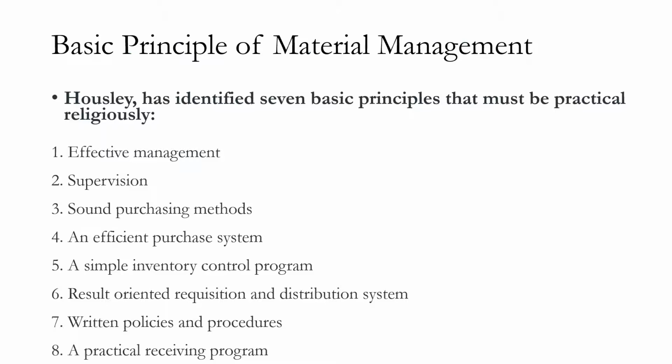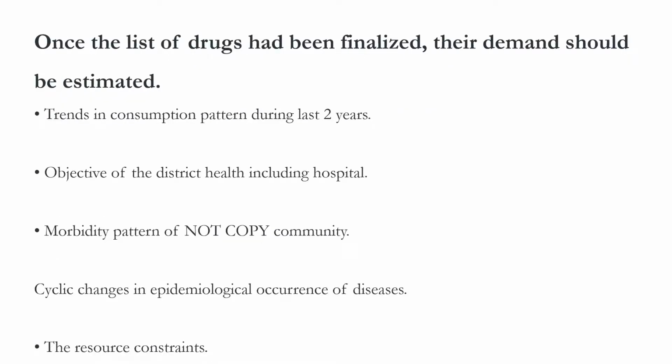Result-oriented acquisition and distribution should be there. Written policy and procedure: whatever policy you have, you should write it down with a quality management system, and a practical receiving program should be there.